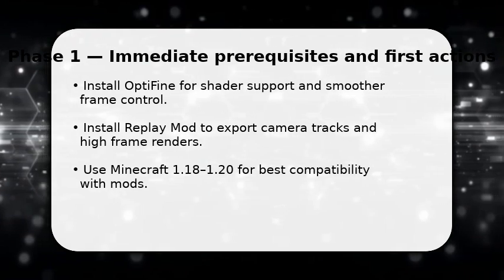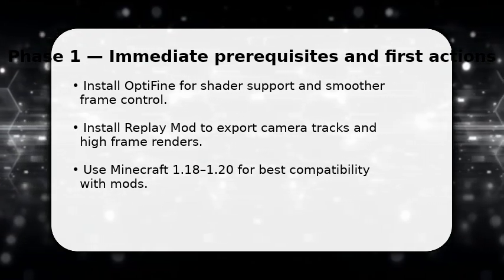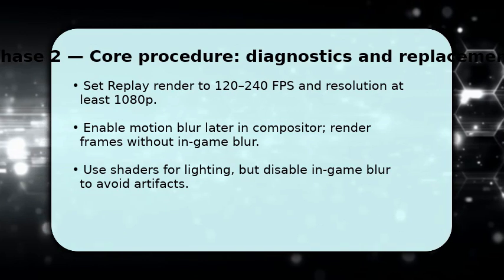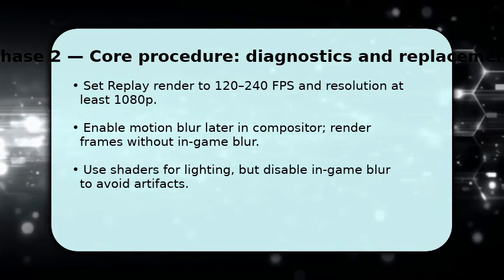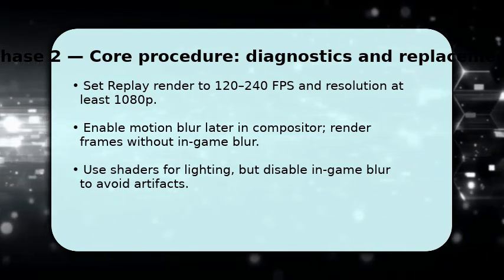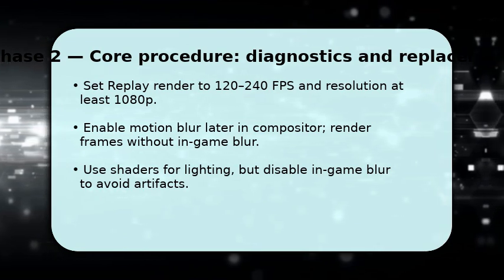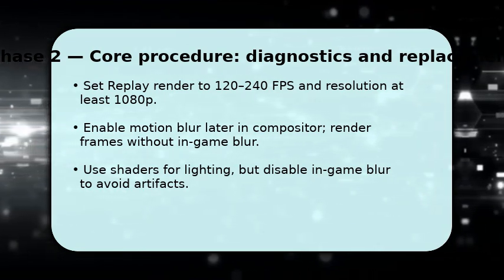Next, prepare to render frames at high FPS so temporal blur will be smooth. You render at 120 or 240 FPS with Replay Mod, exporting an image sequence rather than video. That preserves per frame data.